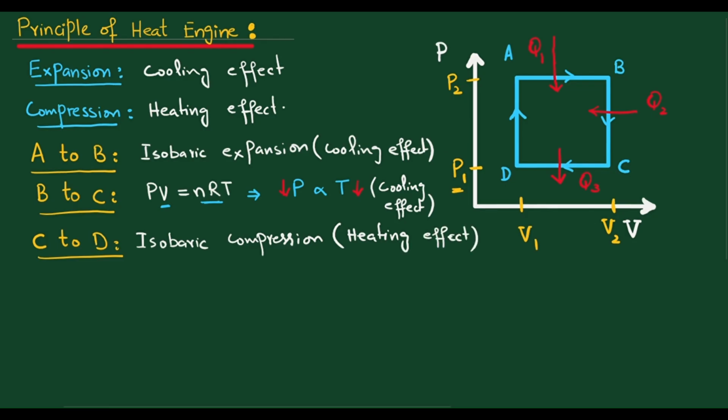Now we consider D to A. D to A is an isochoric process in which the volume remains constant. The volume is V1 at D, and the volume is also V1 at point A. In an isochoric process, the pressure increases according to our ideal gas equation. PV is equal to nRT, and the volume is constant, and nR is also constant.